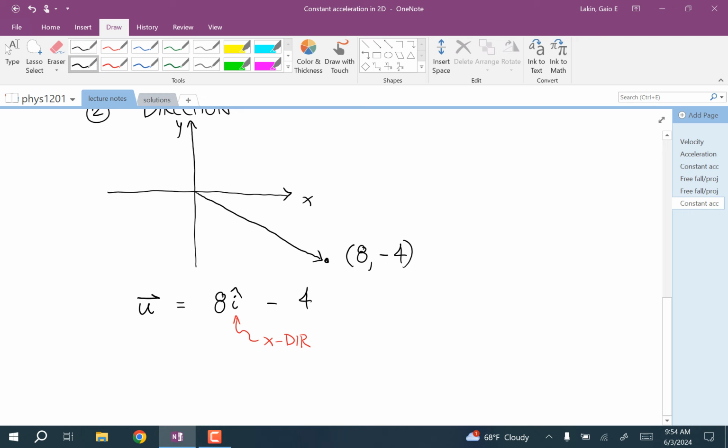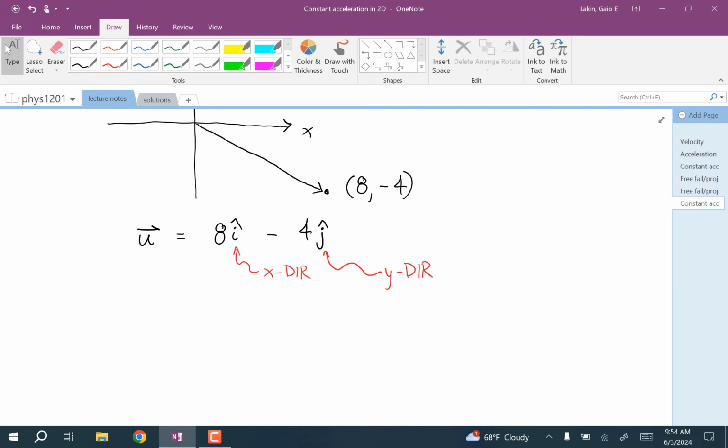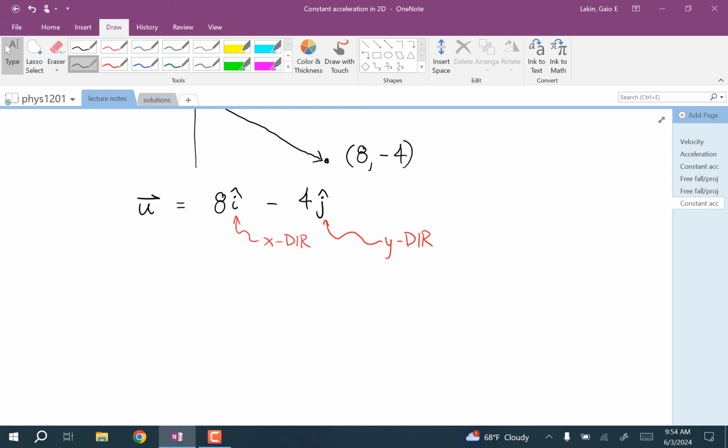Minus the y coordinate times j, and that j always represents the y direction. And now you have them broken up. When you're doing the x equations, you're going to use the 8. When you're doing the y equations, you're going to use the -4. So now I'm going to go through position, velocity, and acceleration this way, and then we'll get into a bunch of example problems in two-dimensional kinematics, two-dimensional constant acceleration equations.